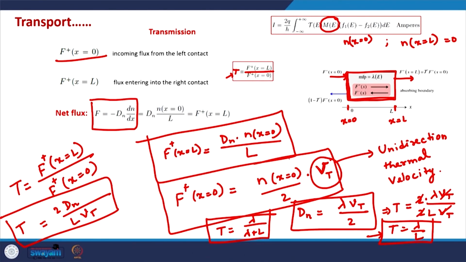In the coming class, we will discuss this interesting parameter, the unidirectional thermal velocity, and then the IV characteristics of the ballistic MOSFET, and we will also try to see how the current depends on the voltage in the case of the ballistic MOSFET. Okay, so that's all for this class.